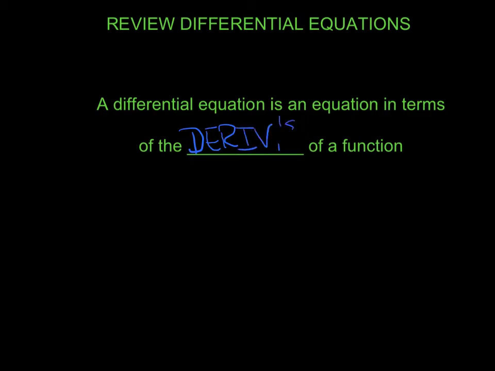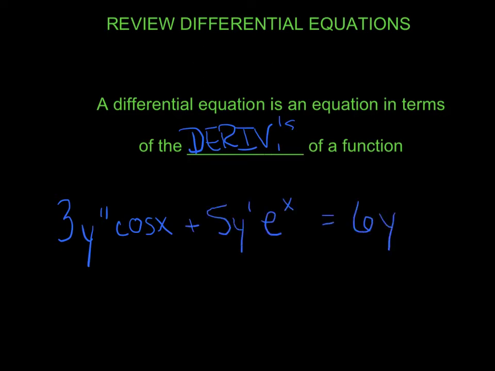Notice that was a plural, derivatives, so it could be a function that's defined in terms of both the original function and its first, second, third, fourth, fifth derivative, etc. Kind of a crazy example to set the tone is 3y double prime cosine x plus 5y prime e to the x equals 6y or something like that. And here's the deal. The solution to this equation is no longer a number, but the solution is a function itself.